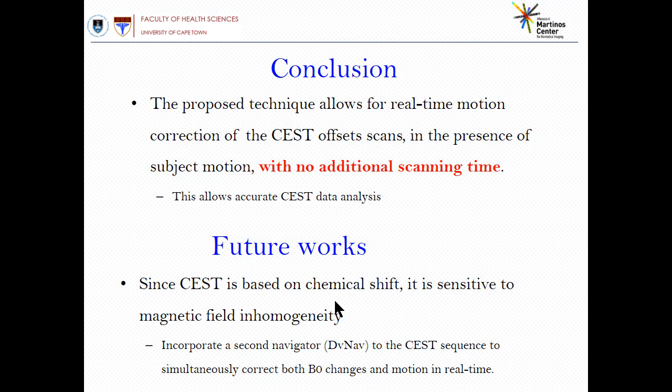In the future, since the CEST scan is based on the chemical shift, it is very sensitive to magnetic field inhomogeneity, so we will incorporate another navigator, which will make it a double volumetric navigator sequence, to simultaneously correct both the B0 change and the motion in real time.